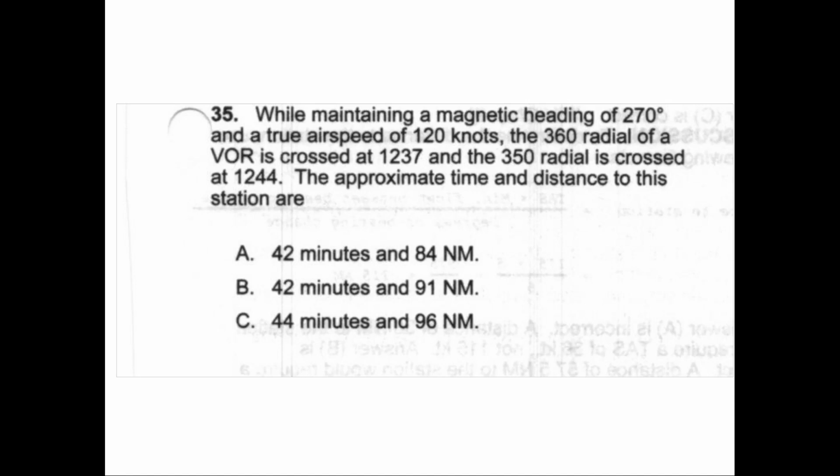So here's an example of a problem that's easier, faster, and more precise to solve using triangles than using the FAA's approximation formula. In this problem, we're told that we're flying a magnetic heading of 270, and our airspeed is 120 knots. We fly through the 360 radial of a VOR at a certain time, and then we fly through the 350 radial 7 minutes later. We're asked to figure out the time and distance to the station.